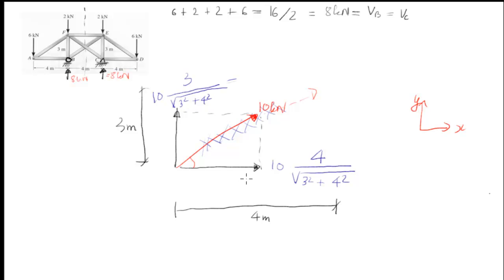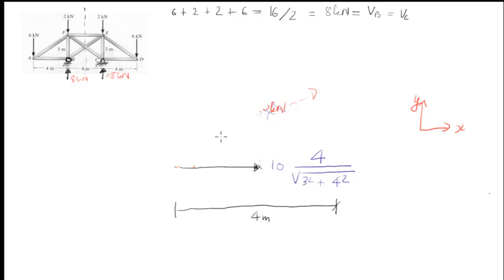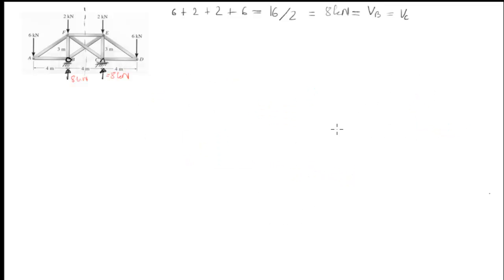Next time please do it this way, because it will save you time instead of finding the angle. I remind you again, you put 10 here, the force, times something over the square root of 3 square plus 4 square, and then because this is in 4 meter, put 4 here, and 3 meter, put 3 here. So easy, right? I'll just clear this off. We will apply that method in this problem.